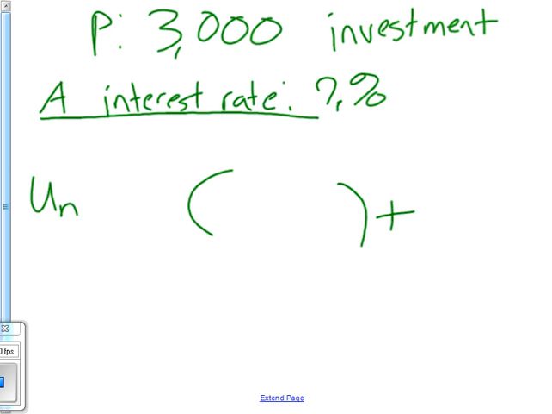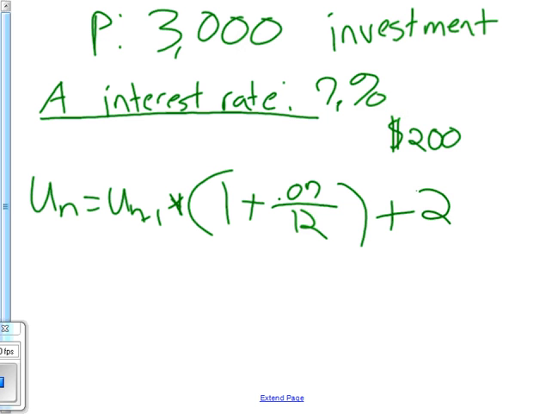So U of n is equal to U of n minus 1. I'm just going to do this one here so we see it, multiplied by 1, and we're still adding because they're giving us this interest rate on top of our $3,000 we originally invested, and let's say that monthly we're going to add $200 into this investment. So if we're getting 7% interest rate monthly and we're adding $200 in, that would be what that would look like.